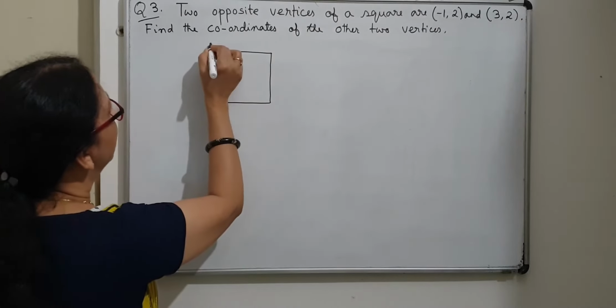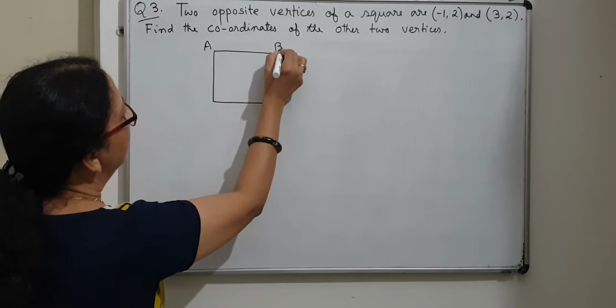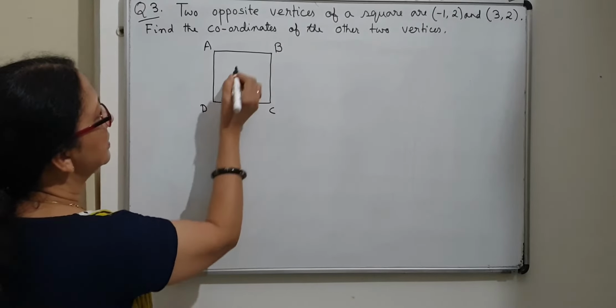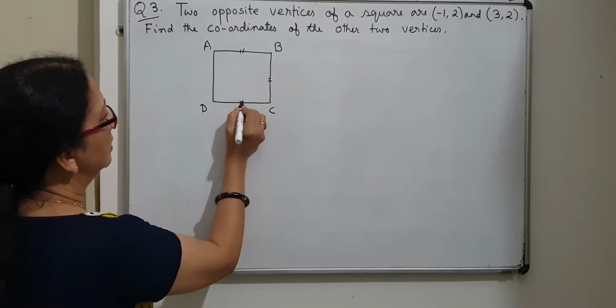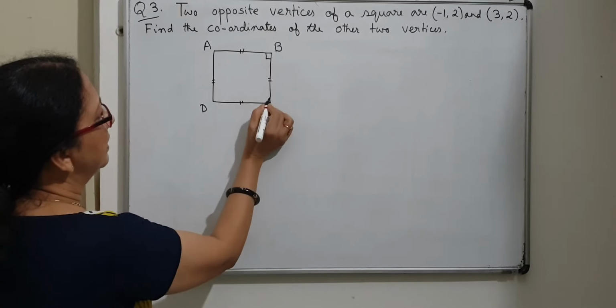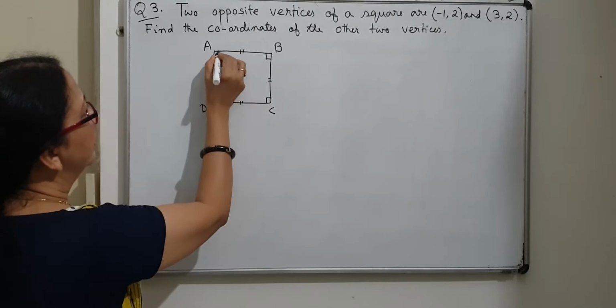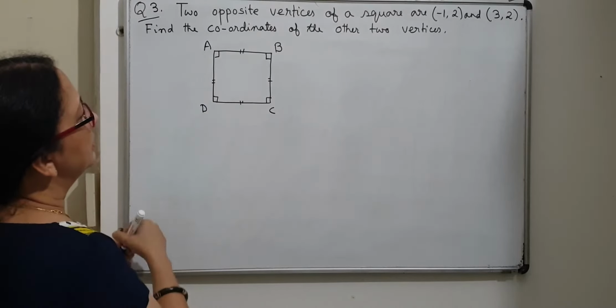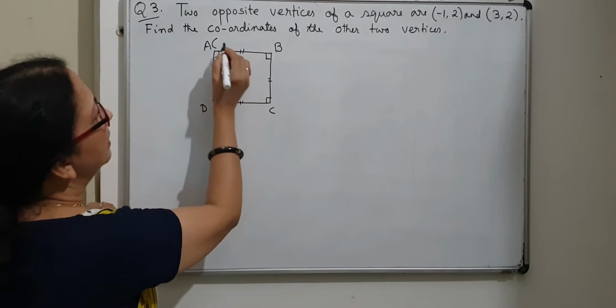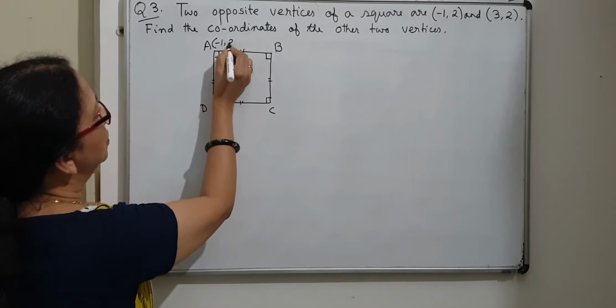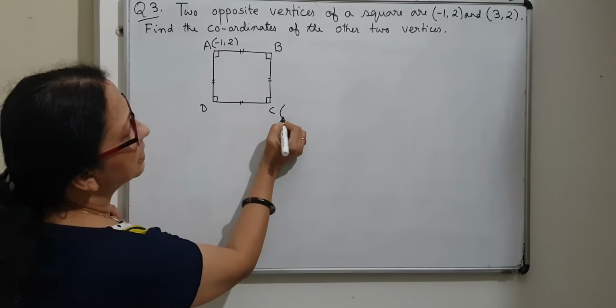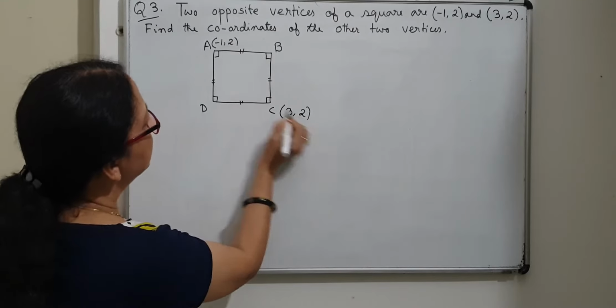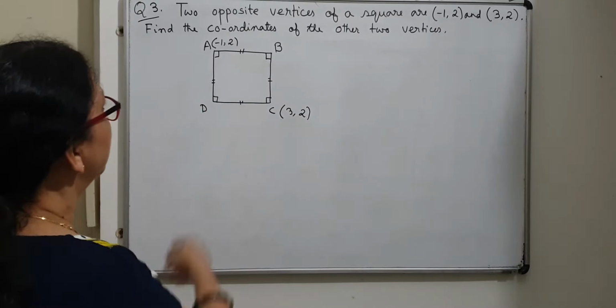A square, let me write A, B, C, D is a square where all the sides are equal and all the angles are 90 degrees. This is the square. And what is given? Two opposite vertices. So let me take A and C. Let A be given as (-1, 2), and the other opposite vertex C be given as (3, 2). This is given, the coordinates of the two opposite vertices.